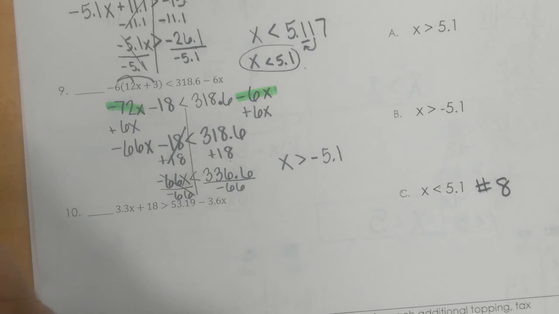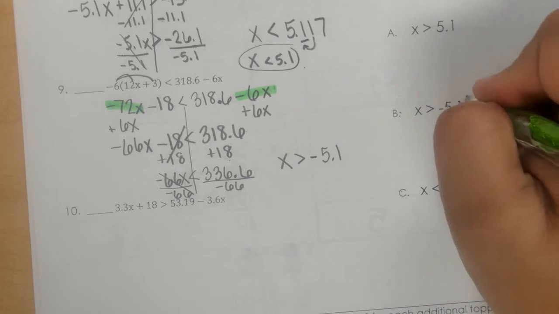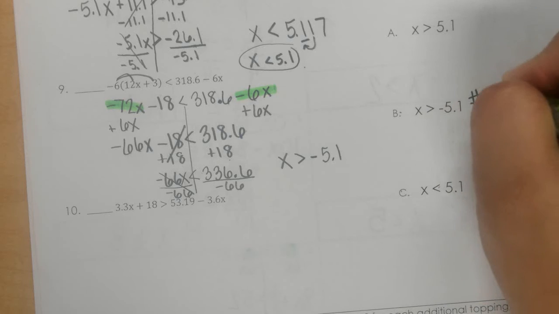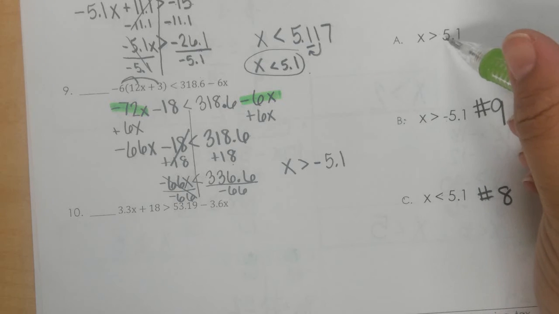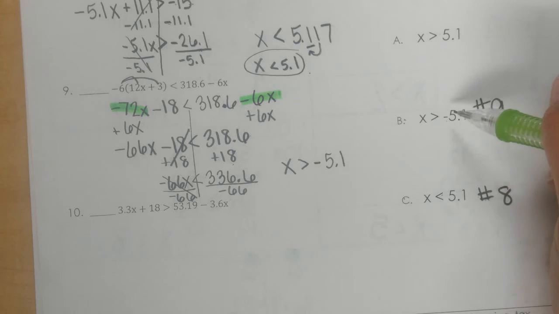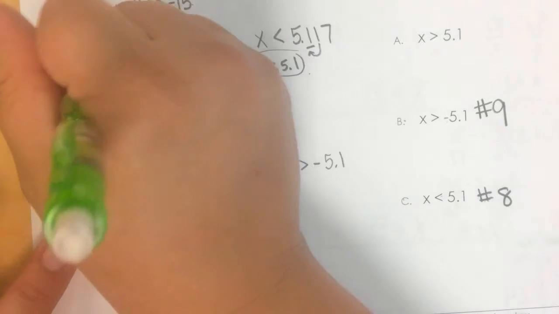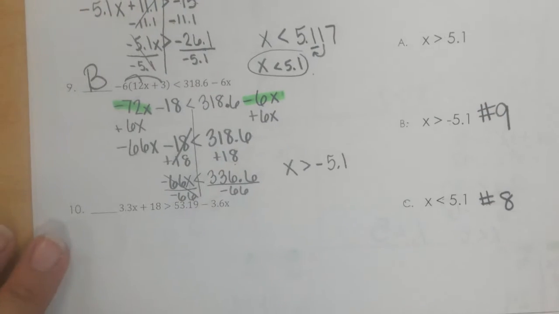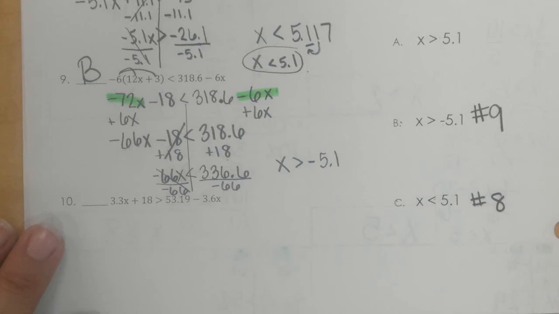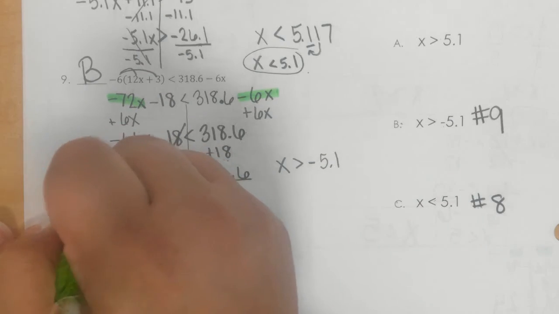Let's double check. 336.6 divided by 66. So yeah, I get negative 5.1. So that matches B, because it was a negative and A was a positive 5.1. So I know that 9 is B. Okay, and then by default 10 is A.